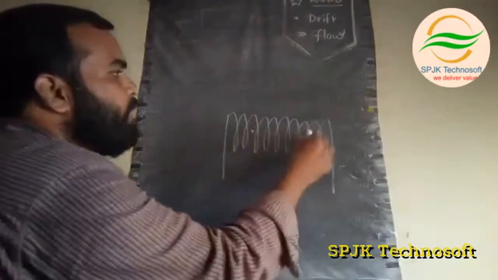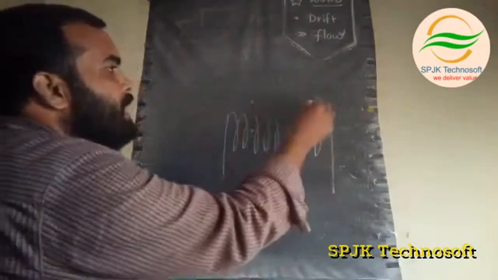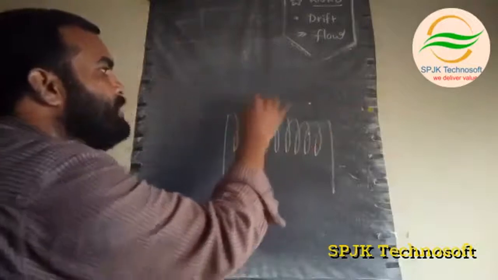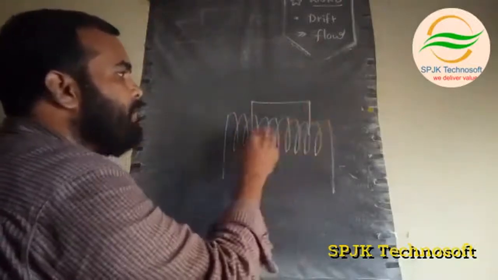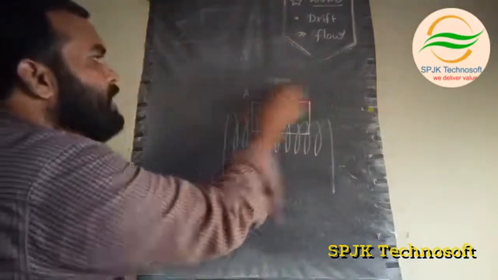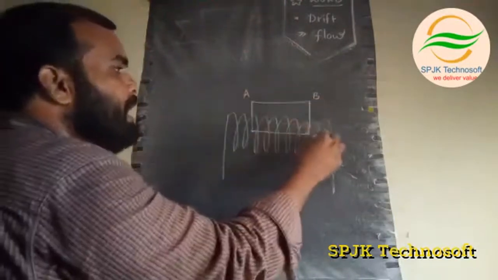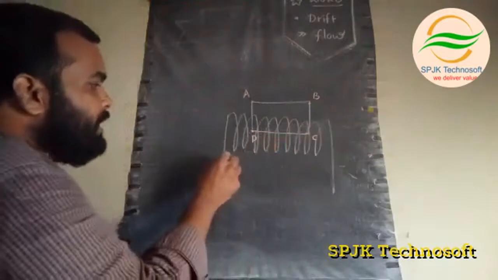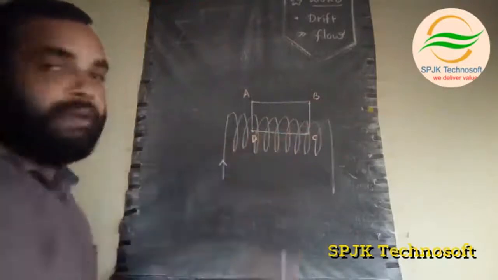Here for this we have to assume a rectangular shape. Please see this rectangular shape. Here the rectangle I have taken is an Amperian loop. Let us name the corners A, B and C, D. Now, current I is flowing through the solenoid.